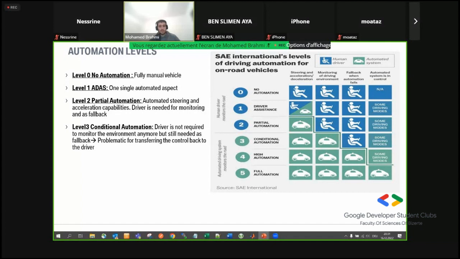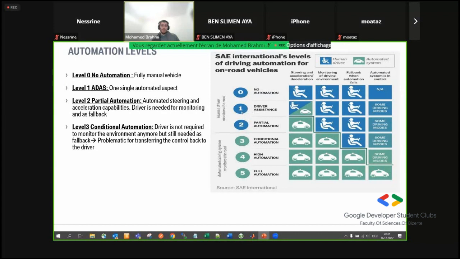And what we can see there, we see the level 0, no automation. It's a normal car, does not automate anything. And basically here you see that all the tasks are done by the driver. That means accelerating and decelerating, steering, monitoring the environment, everything is done by the driver. And as you see here, we try step by step to give partially for these tasks the responsibility to the car.